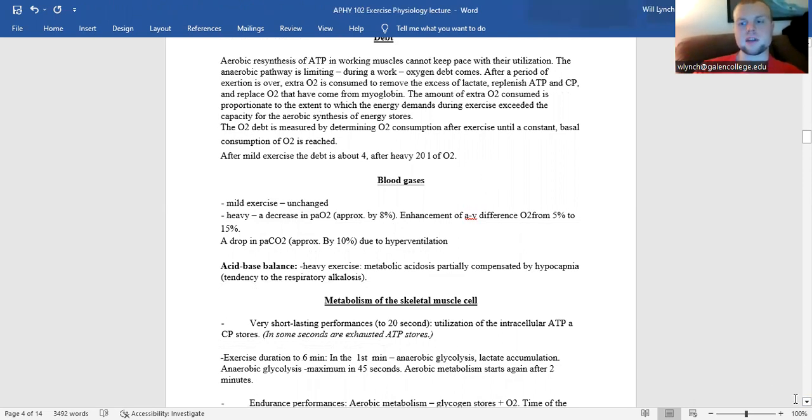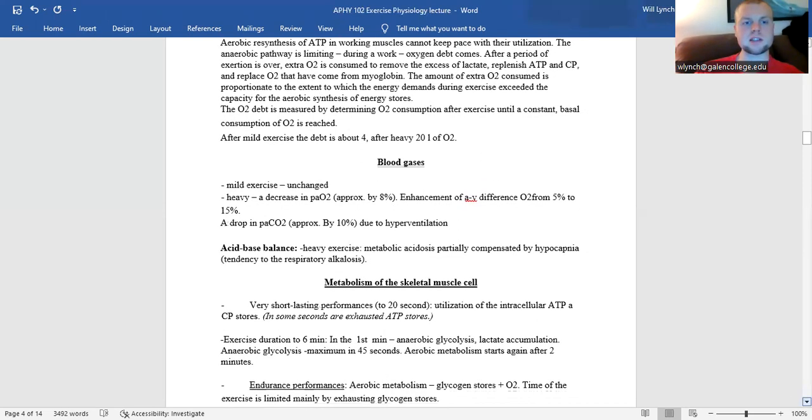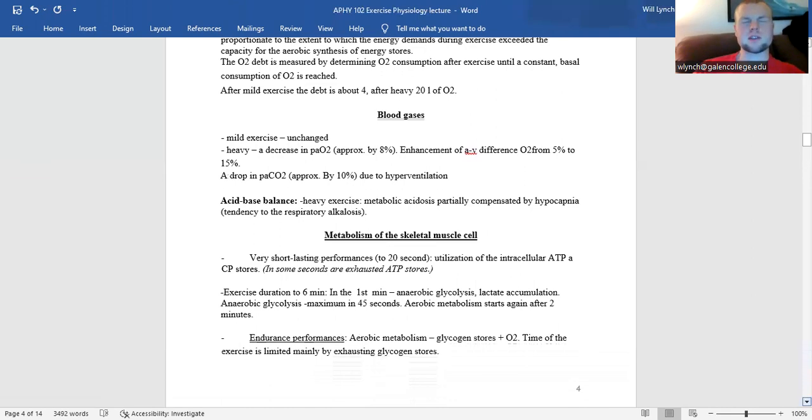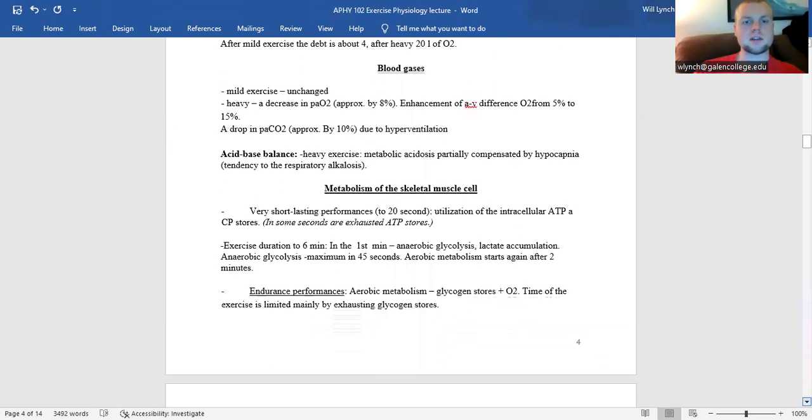For blood gas values, here we see the partial pressures of gases. After mild exercise, blood values are not going to be terribly different, but during heavy exercise, after we're finished, we can have a decrease in the partial pressure of oxygen by about 8%. We'll also see a drop in the partial pressure of carbon dioxide by about 10% or so, and this is due to hyperventilation during heavy exercise.